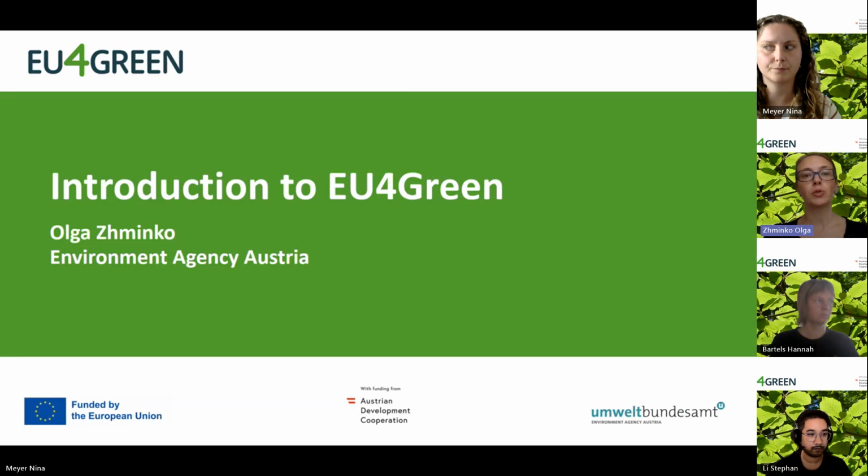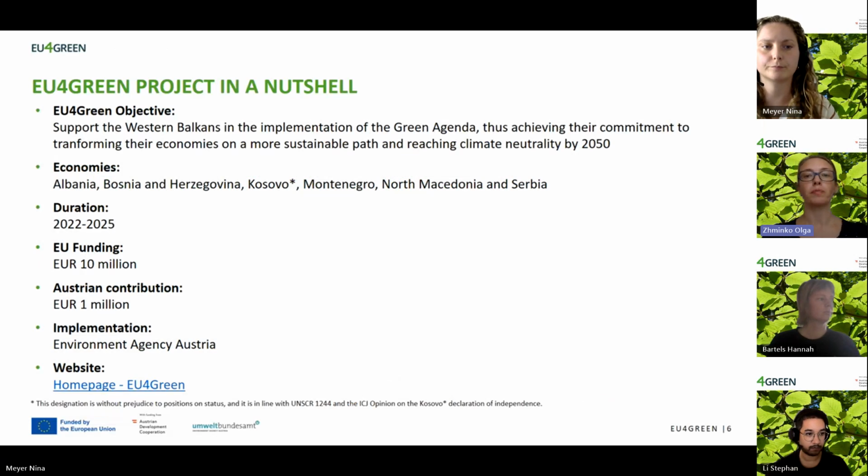So I will make a short introduction of our project. The EU4Green project is funded by the European Commission, and partially with an Austrian contribution. It runs from 2022 till 2025 and covers 6 economies in the Western Balkans. The aim of the project is to help the economies get closer to accession to the EU and help with implementing the green agenda in the Western Balkans. The implementation agency of the project is Environment Agency Austria, and we have a website. You can find it on this slide, by clicking the link.